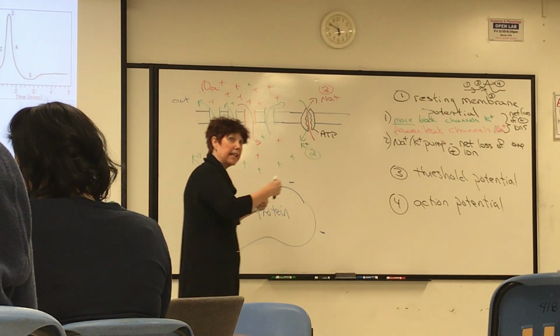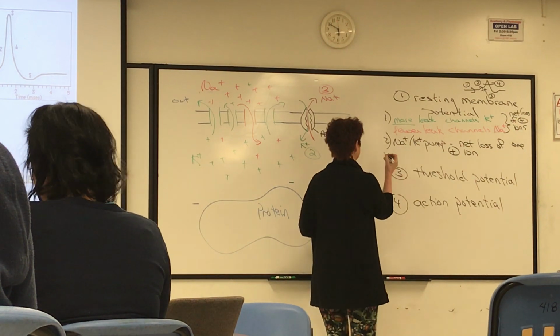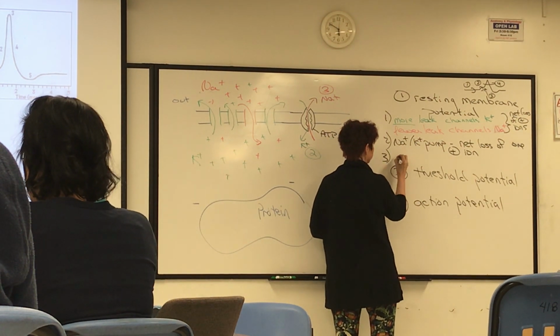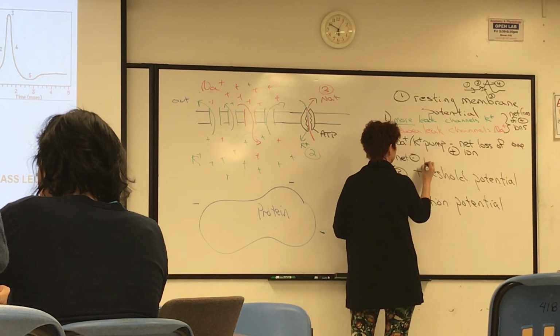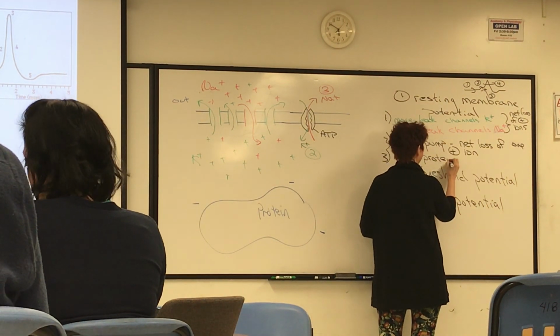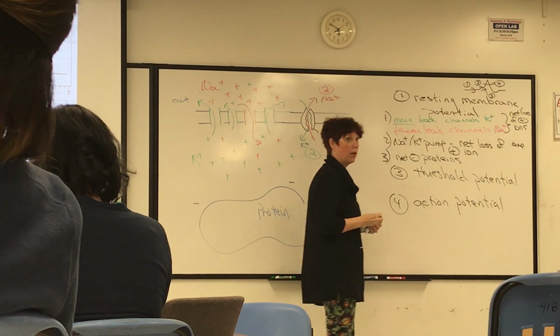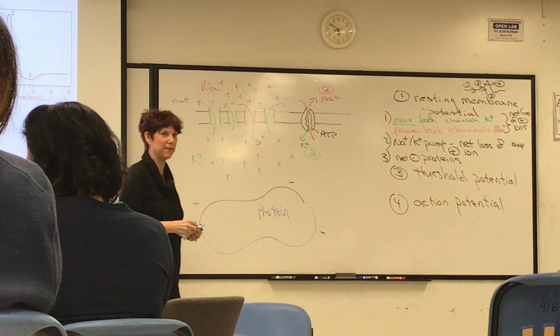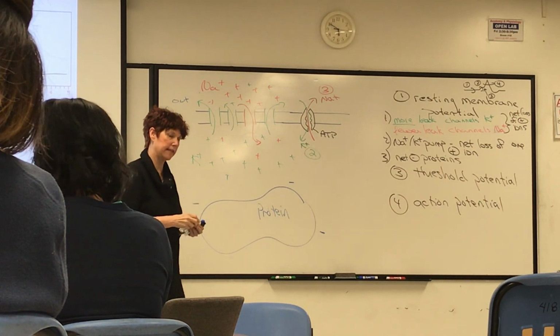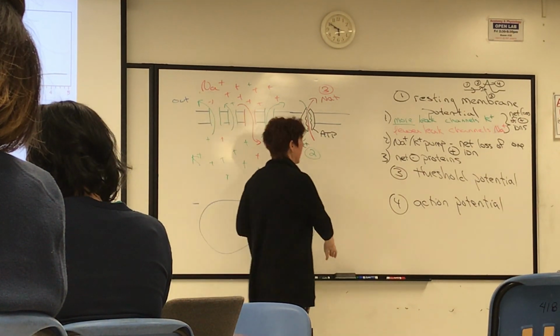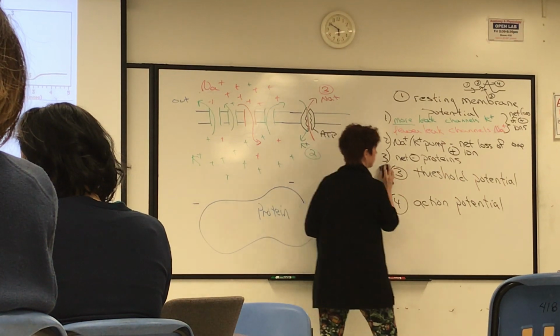So that contributes negative ions to the inside of the cell. So that's the third reason why the inside of our cell is more negative than the outside. All right? So I want you to be able to recognize potentials and the channels that we associate with them.